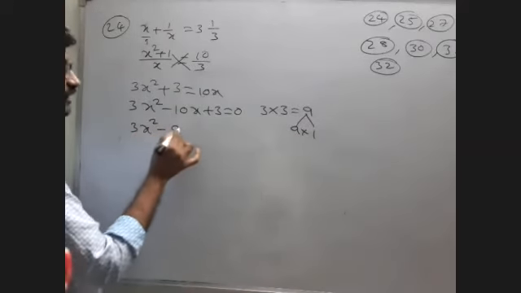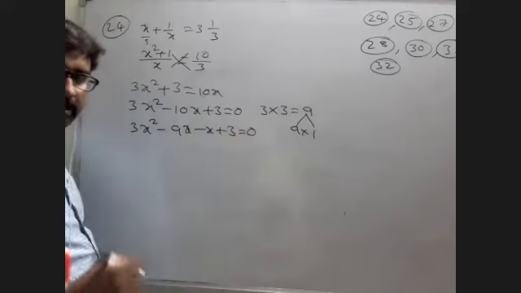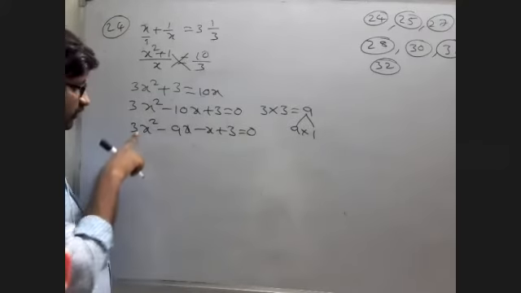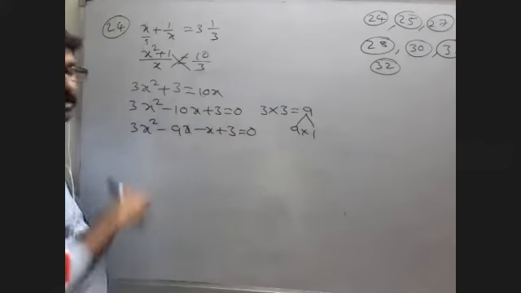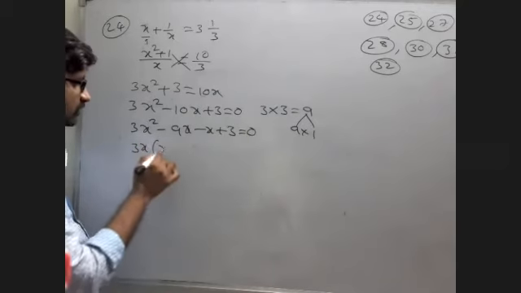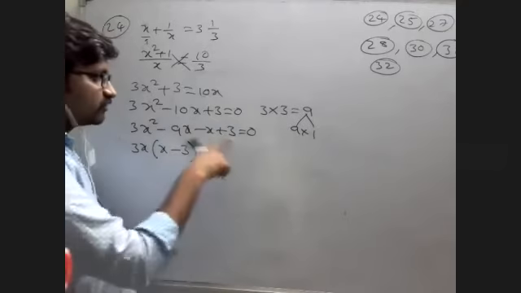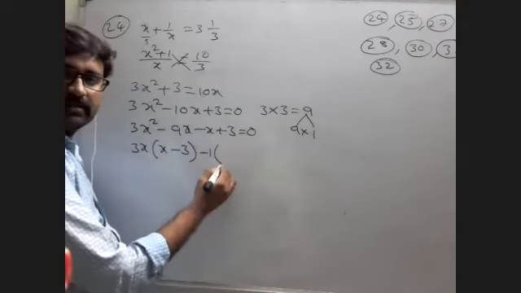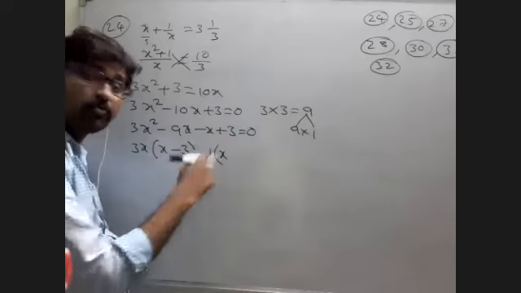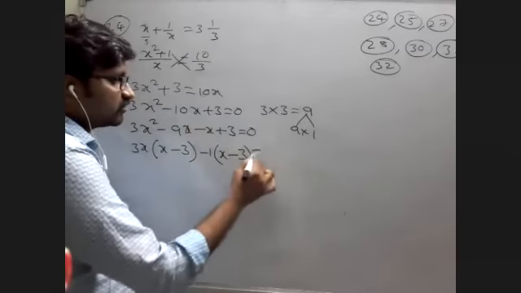3x square minus 9x minus x plus 3 is equal to 0. Now from these two, what can we take common? 3 and x also. Why? Because 3 into 3 is 9, and we have x in the two terms. Taking 3x common, remaining is x minus 3. Now from these two we can take minus 1 common. Taking minus 1 common, x is there, and from plus we are taking minus common, so minus into minus you will get plus, and 3 is there, equal to 0.